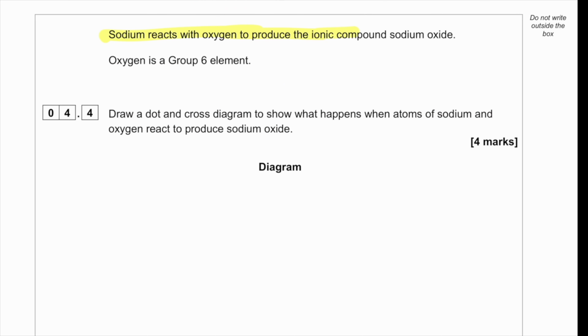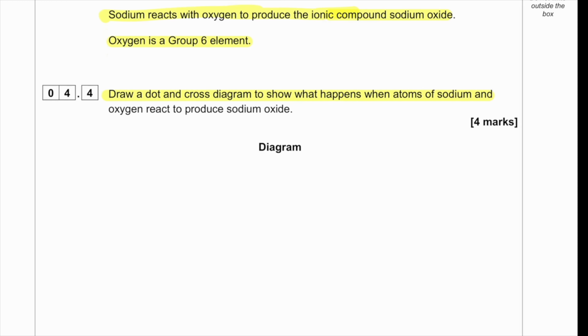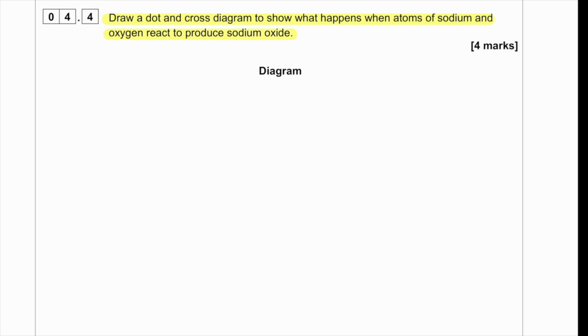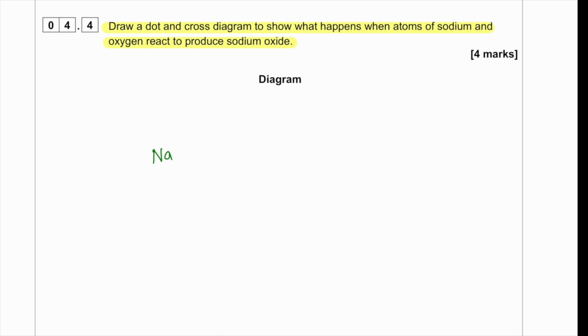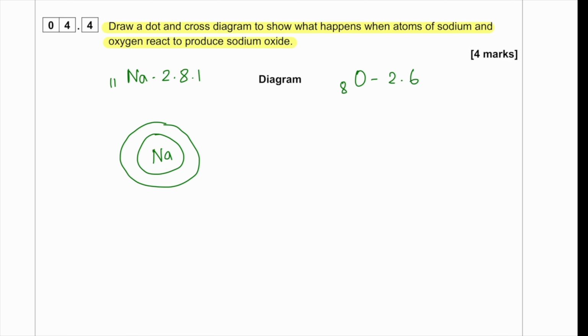Sodium reacts with oxygen to produce the ionic compound sodium oxide. Oxygen is a group 6 element. Draw a dot and cross diagram to show what happens when the atoms of sodium and oxygen react to produce sodium oxide. So at first, we're going to be drawing a sodium atom. Sodium has electronic configuration of 2, 8, 1, whereas oxygen has an electronic configuration of 2, 6.